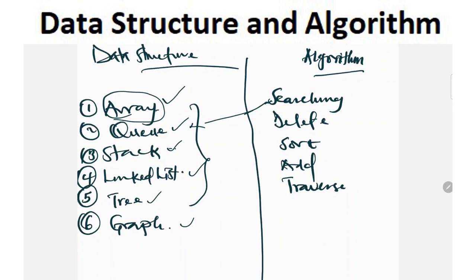So, I have told you what makes data structure and algorithm complicated, and we have already discussed data structure and algorithm and the different types of data structure we have.